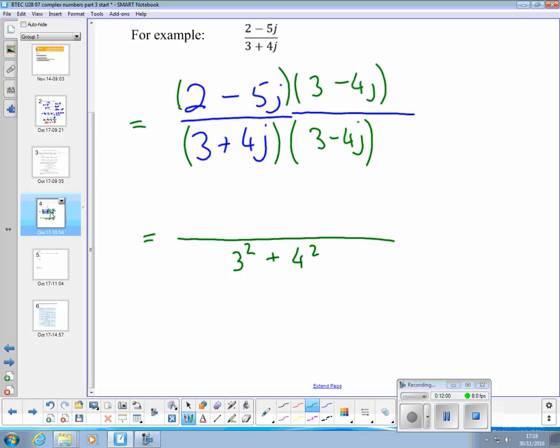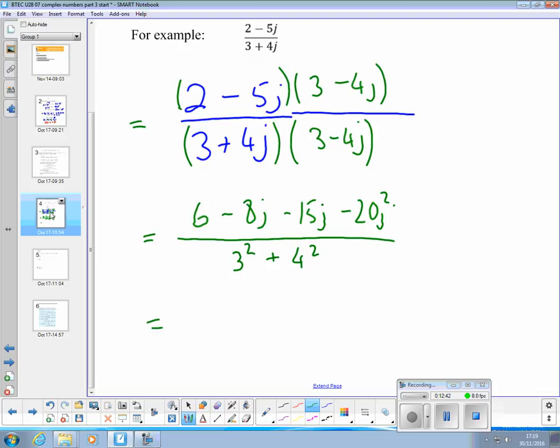Yeah, you have to multiply the top one out in the normal way, right? So 2 times 3 is 6. 2 times minus 4j is minus 8j. Minus 5j times 3 is minus 15j. And minus 5j times minus 4j is minus 20j squared. Okay? I'm going to be expecting when you do this in your assignments to lay it out like this, so you show the steps that you're using. Right?